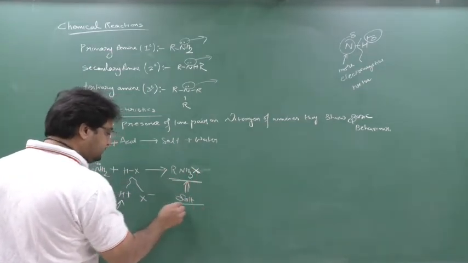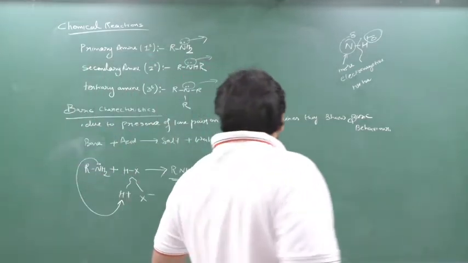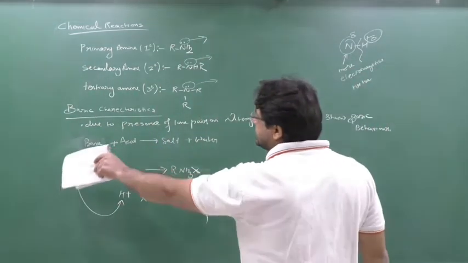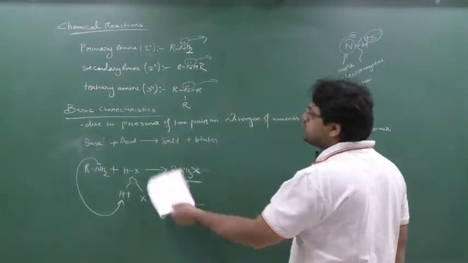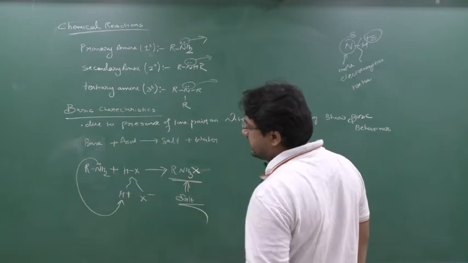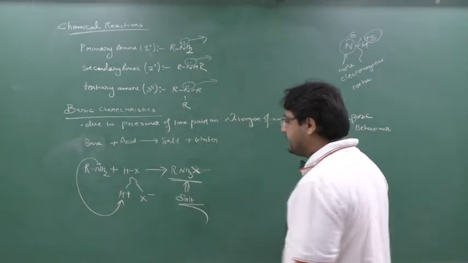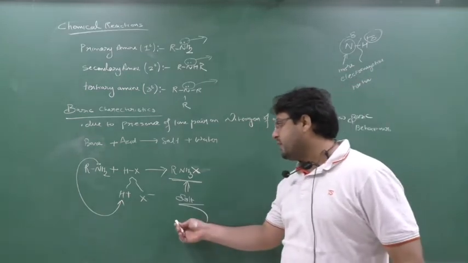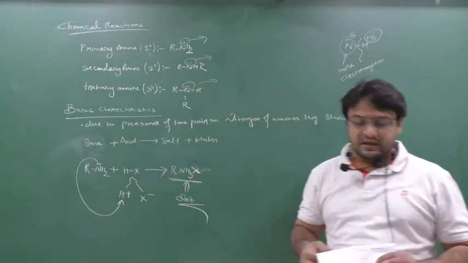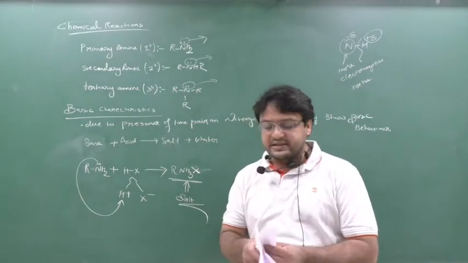So this is one type of salt. Any substance that reacts with acid and produces salt is a base. Now here I have taken a primary amine, and when I reacted it with the acid, it is observed that a salt has been generated. So the RNH2 is acting as a base.